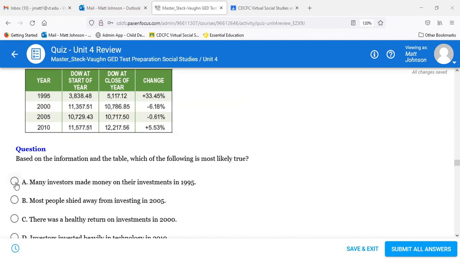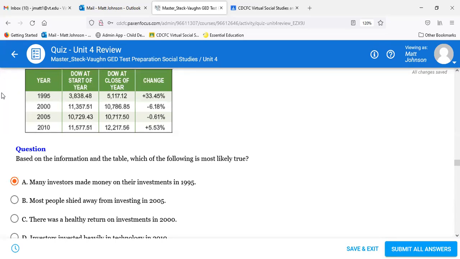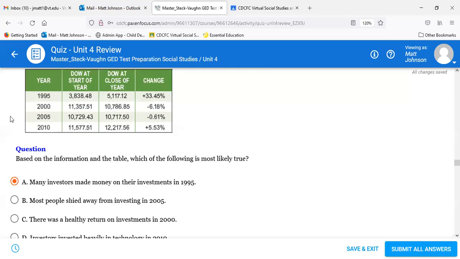Generally speaking, when we see that much growth in a year, that means that investors did well that year, so they made money in 1995. 2005, probably not so much. So maybe 2000, you could say, okay, now people start staying away from investing. Healthy return on investments in 2000? Nope, that was not a good year.